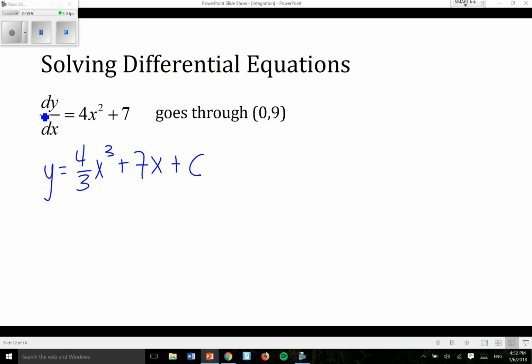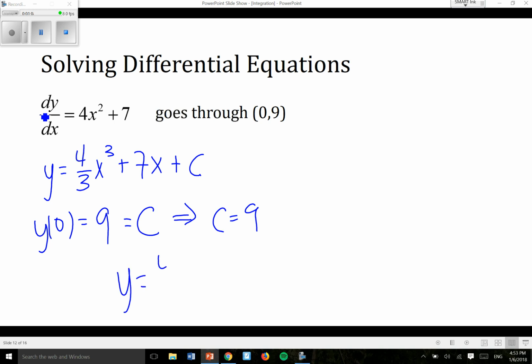To find c, we plug in the point. We know y of 0 equals 9. So 4/3 x cubed goes to 0, 7x goes to 0, and I'm just left with the c. So c equals 9, and my final answer is that y equals 4/3 x cubed plus 7x plus 9. There's the solution to my differential equation.